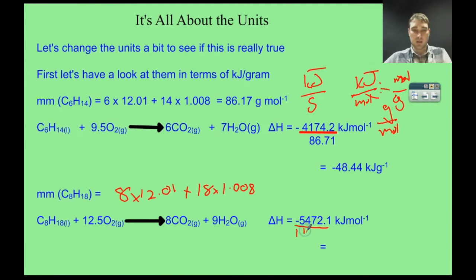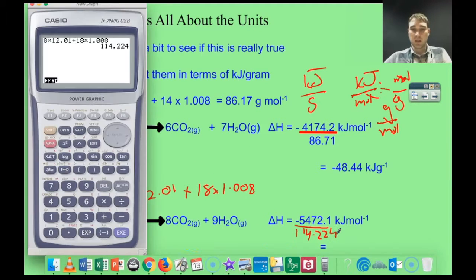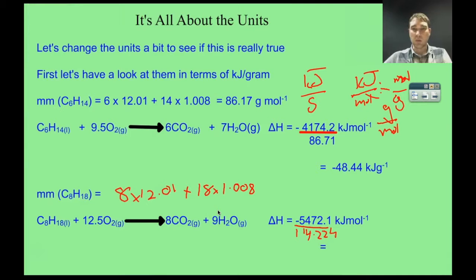So we're going to divide 5,472.1 by 114.224. So 5472.1 divided by 114.224, shift answer, equals 47.91 to 2 decimal places. So 47.91 kilojoules per gram.